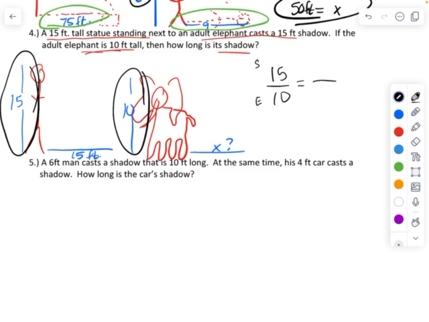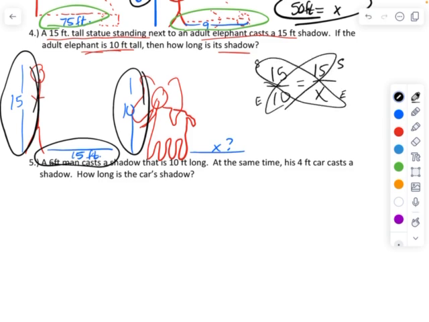Okay? So I have statue to elephant. And I can say my statue shadow length is 15. My elephant shadow length is X. You could probably see that, hey, if this is 15 and this is 15, this X might be 10. But let's cross multiply just to verify. So 10 times 15 is 150 equals 15X. Divide both sides by 15. You bet that elephant shadow length is 10 feet.